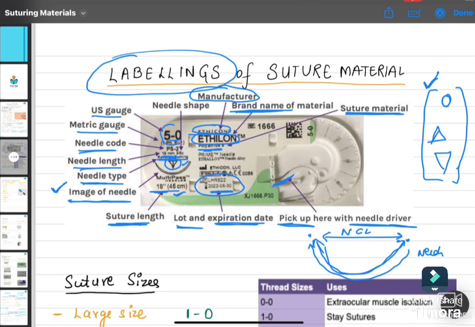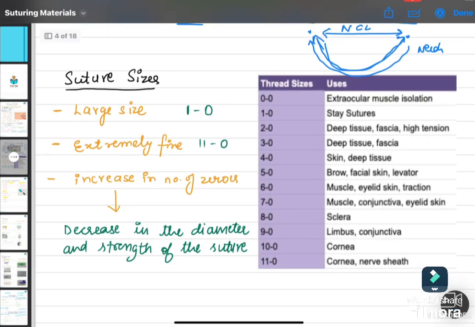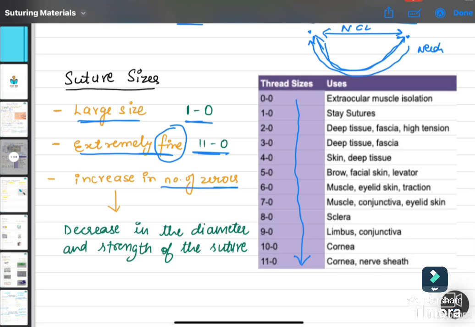Now what this size means, see this, large size, if 10, extremely fine. As the number goes on increasing in this fashion, the fineness of the suture material will go on increasing. It will get finer. And what does the number of zeros indicate? It indicates a decrease in the diameter and the strength of the suture. Okay, now 0, 00, 1-0, 2-0, 3-0, likewise.